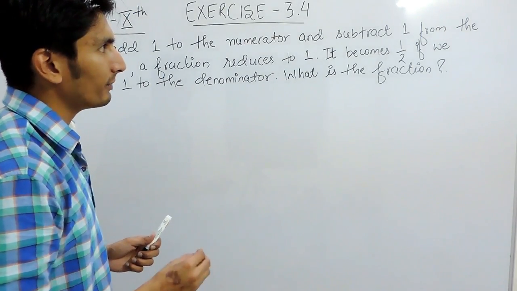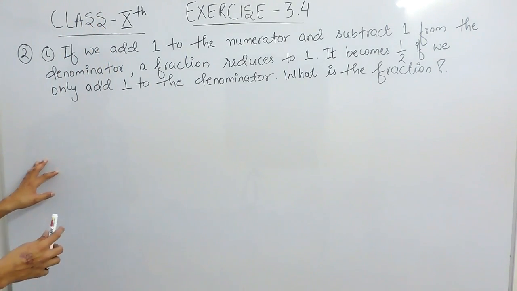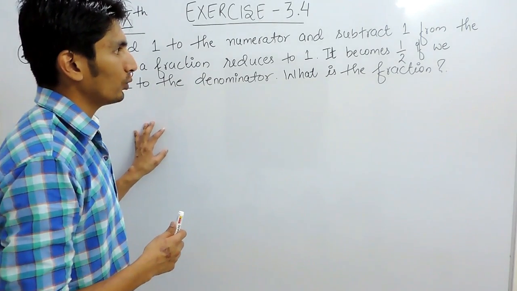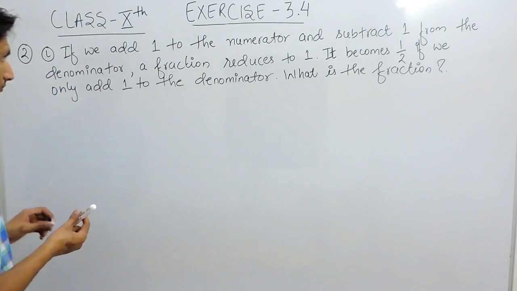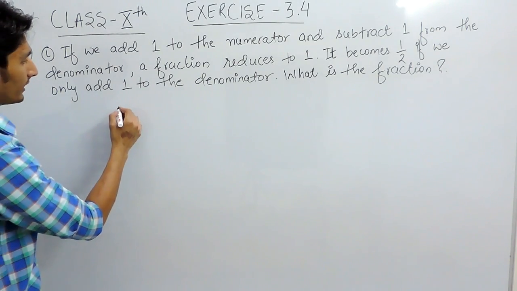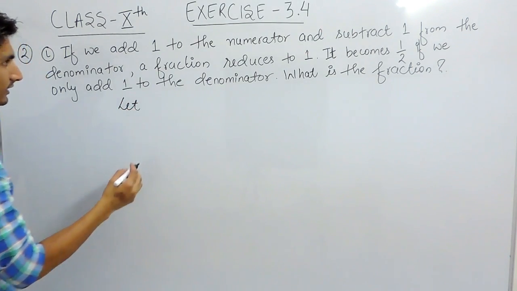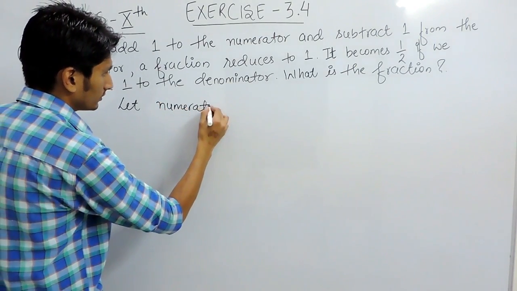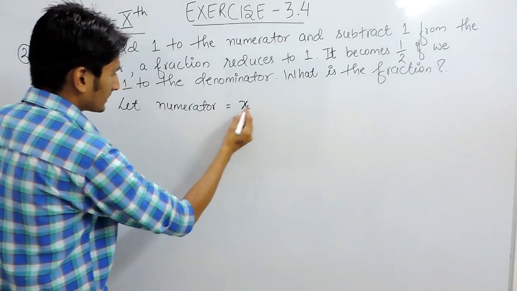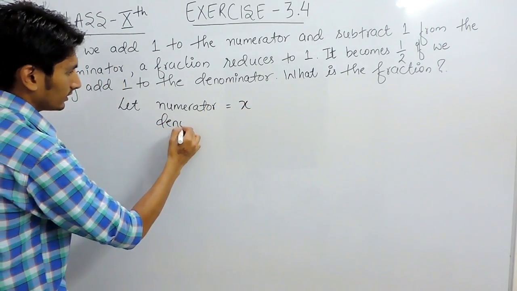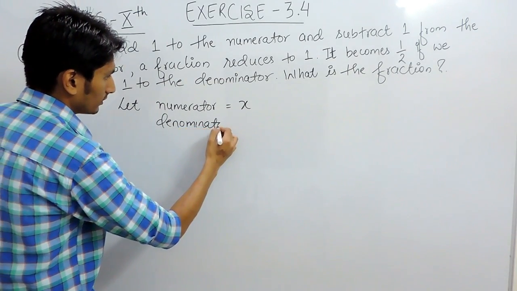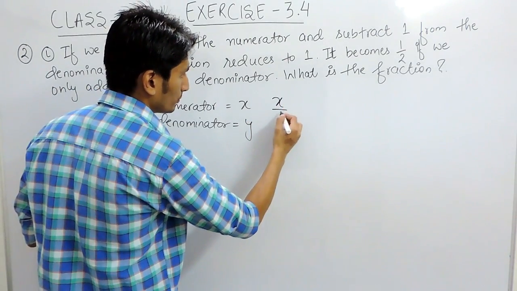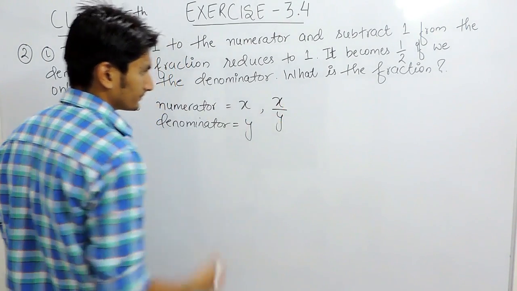It becomes 1 by 2 if we only add 1 to the denominator. So you have to find what the fraction should be. In a fraction we know that there is a numerator and a denominator. So let the numerator be equal to x and the denominator be equal to y. So our fraction is x upon y.